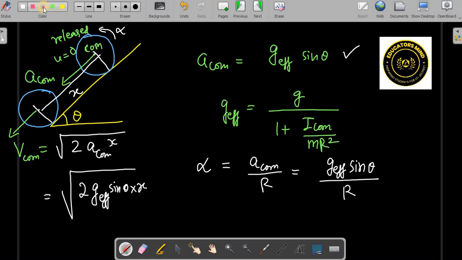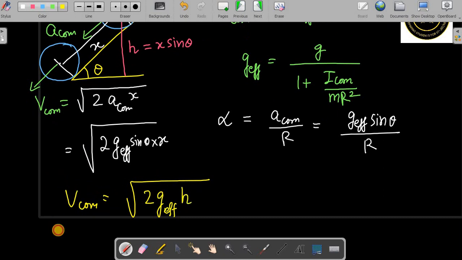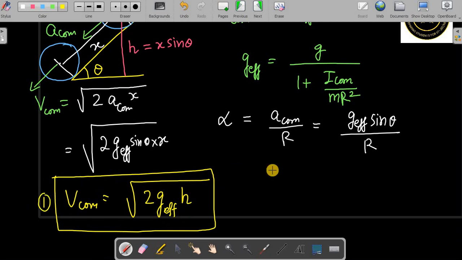Okay, and suppose the height is h. For example, suppose this is the height from which it is released. So this height is x sine theta. So x sine theta can also be written in terms of h. So the velocity of center of mass is root under 2 g effective into h. And g effective is what I have already told. So this is the velocity, you can remember.